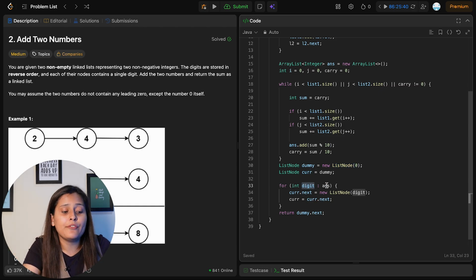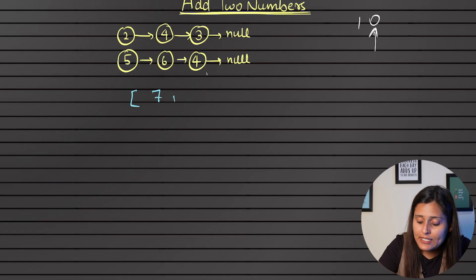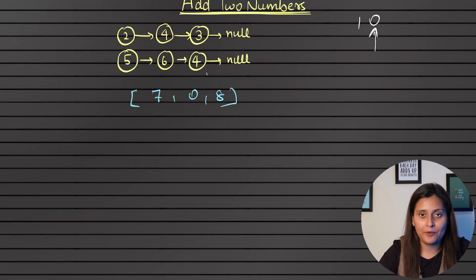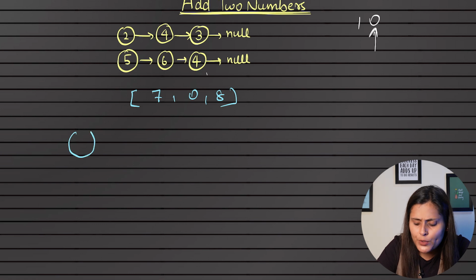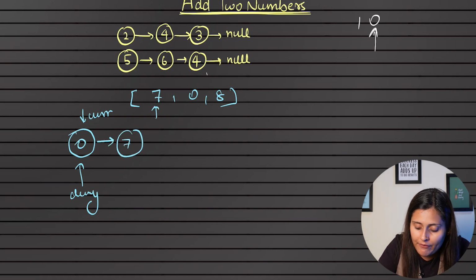Now, until we have elements inside the answer array list, in our current next we will keep on adding the nodes and moving. So what we are doing here: after adding, this is the list we had, so we decided to create a new linked list. We always prefer to create a dummy node with 0, and current we will move. In the current dot next we have to add the 7 value.